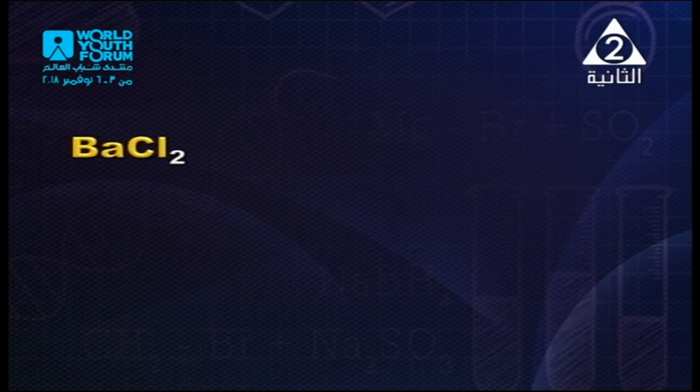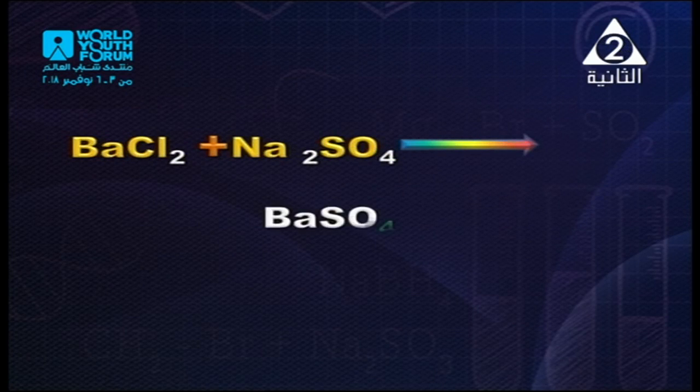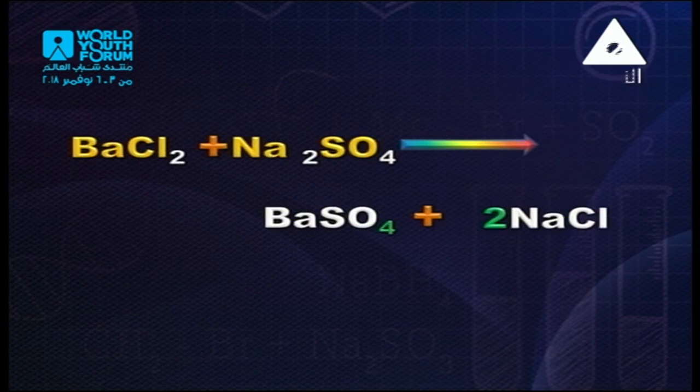When I make cross multiplication, I find that BaCl2, I know it, plus what? Na2SO4. Arrow give me what? BaSO4 plus what? Plus 2NaCl. When I look at all of this equation, you be sure you will use only BaCl2 and BaSO4. We arrived to the end of the lesson.